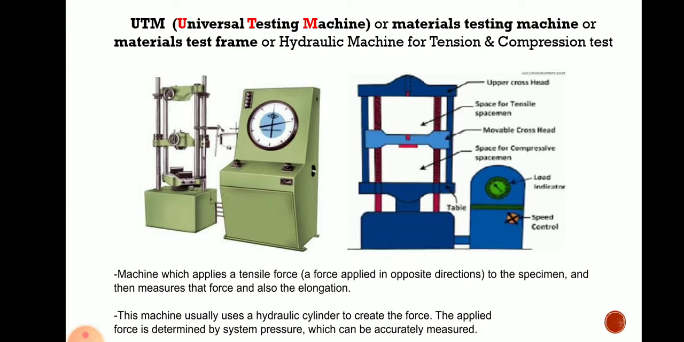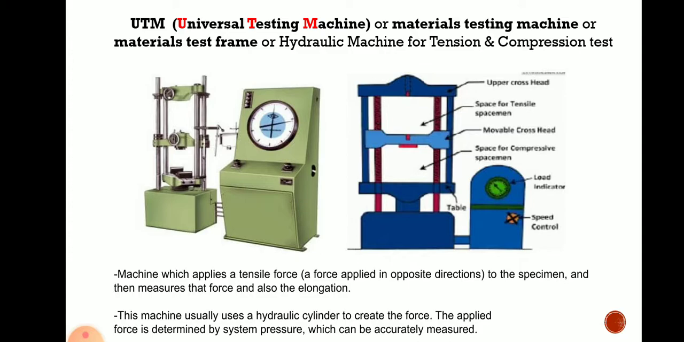Both the tests can be performed on this machine. While studying the compression test, we will also see this kind of machine, that is the UTM machine. Here also, for performing the tensile test, we require this universal testing machine. This machine applies a tensile force to the component.